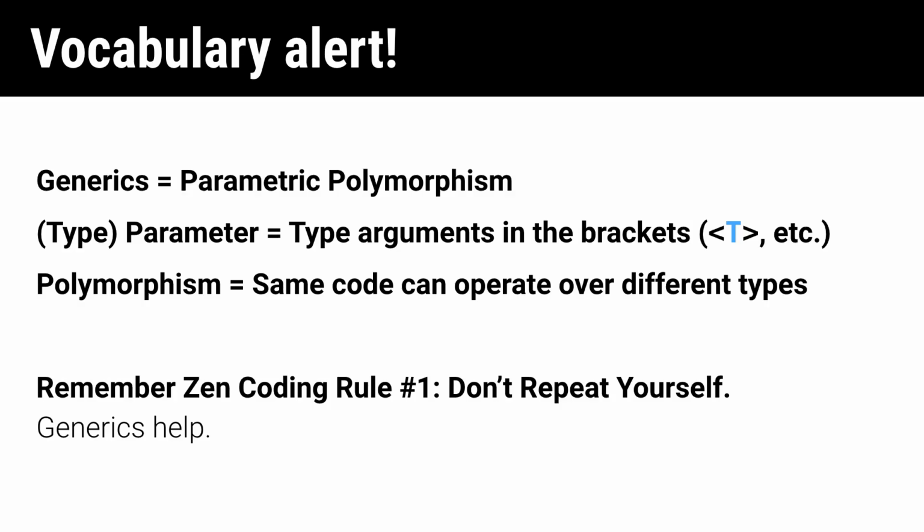Generally speaking, when we say that code is polymorphic, that means you write it once and the same code can operate regardless of the concrete type. So this is all about our Zen coding rule number 1, don't repeat yourself. If we can write code that works for lists of strings and lists of integers and lists of anything else, and if we can write the code once and have it be correct for all these different types, that's a good thing. That's how we avoid repeating ourselves. Generics help make that happen.